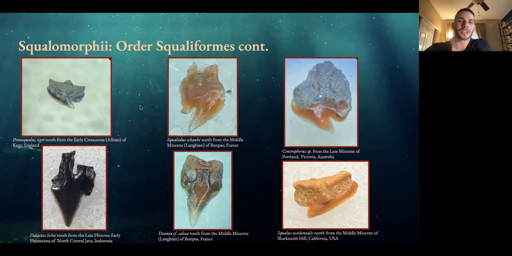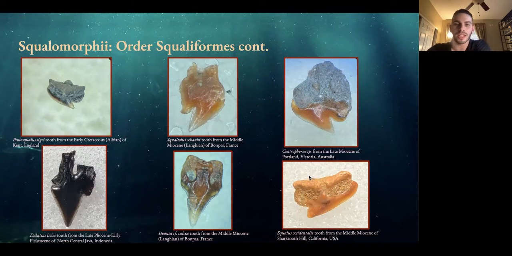And lastly, here are some teeth of Squaliformes. They have some very obscure teeth that are very unique within this order. An early squaliform, Protosqualus sigei, this is from the Albian of England, which is a little bit similar to the dogfish teeth, such as this Squalus occidentalis. This is from the Middle Miocene of Shark Tooth Hill, California, another personal find of mine.